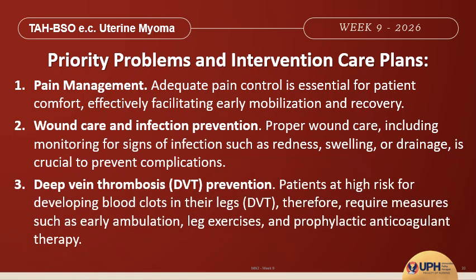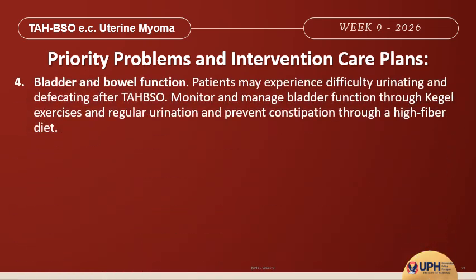We also do what we call DVT prevention, deep vein thrombosis prevention. Here we try to help the patients to just move, so early ambulation and leg exercises will help, and sometimes if it's very severe, we also administer anticoagulants, so the patients will not develop thrombosis. The next one is controlling bladder and bowel function. We make sure that they will be able to defecate and urinate. We help them do Kegel exercises. We ask them to consume a high-fiber diet, so they will be able to have bowel movements.